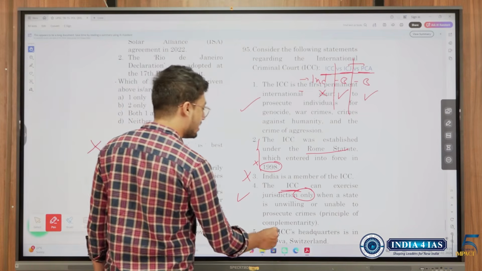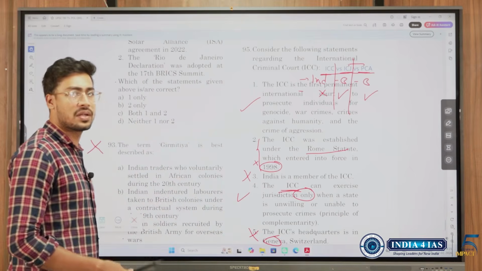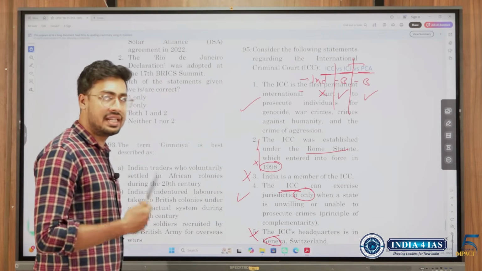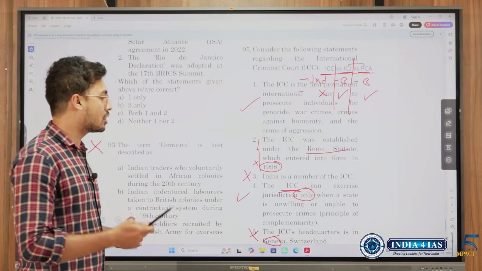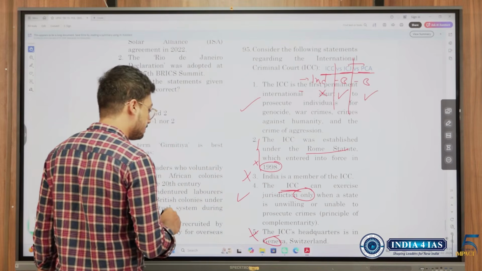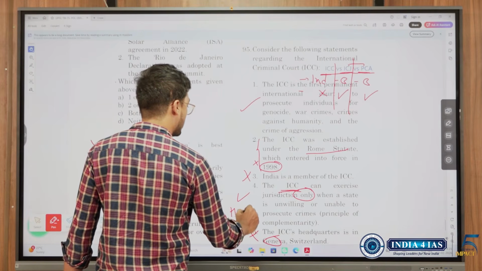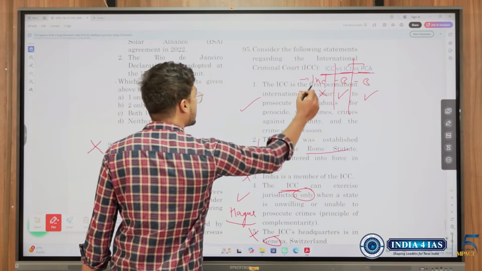ICC headquarters is in Geneva, it says. See, when facts come like this you must double check, because they give wrong facts. Be it data, place, date, these sort of things, they give traps. It is not in Geneva. I think it is in The Hague, Netherlands. So learn these three differences.